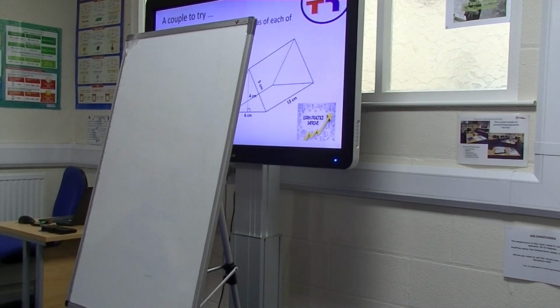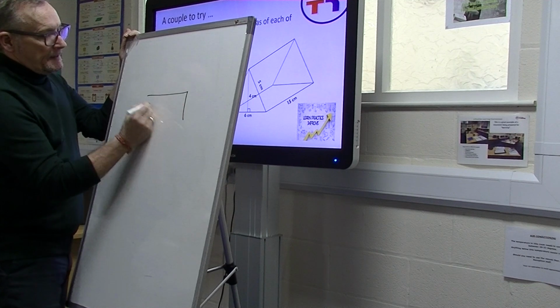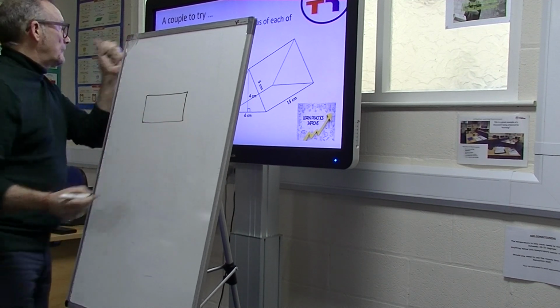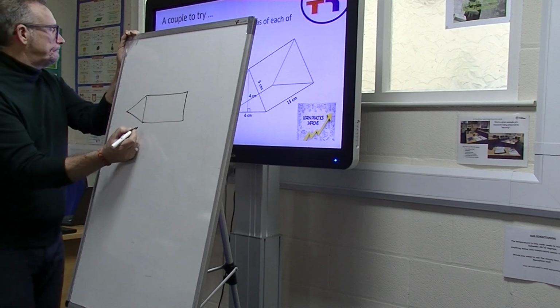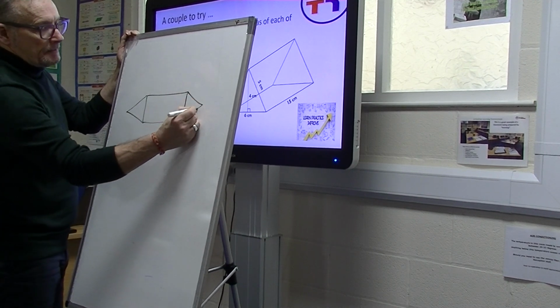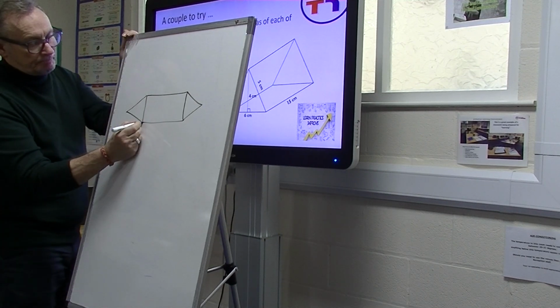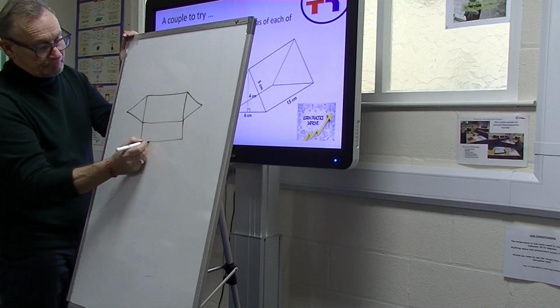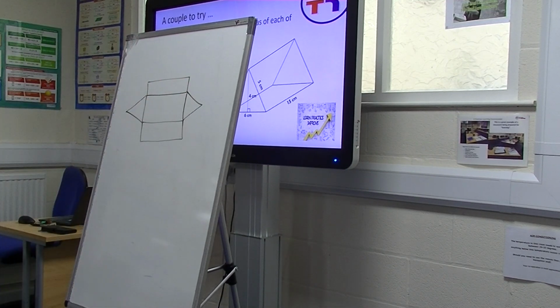Okay. So again, we've got to have a net of the prism. So there's the base of the prism, the bottom of it. Okay, it's like a Toblerone. We've got a triangle at this end. We've got a triangle at this end. Those two are going to fold up. And then we've got 2 rectangles. Okay, so there's the prism.